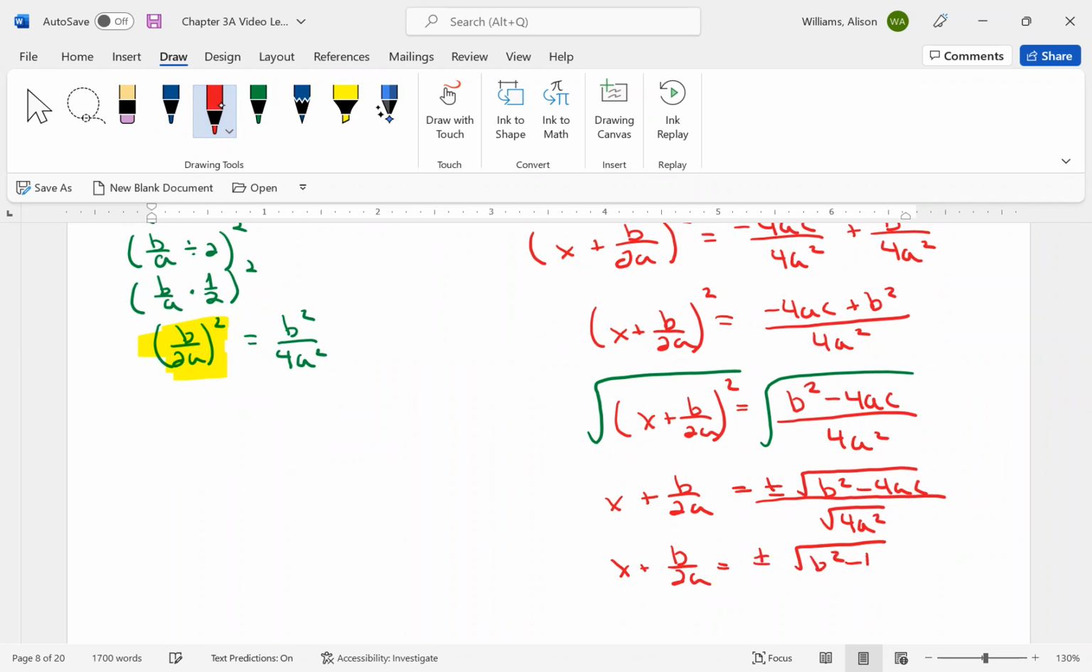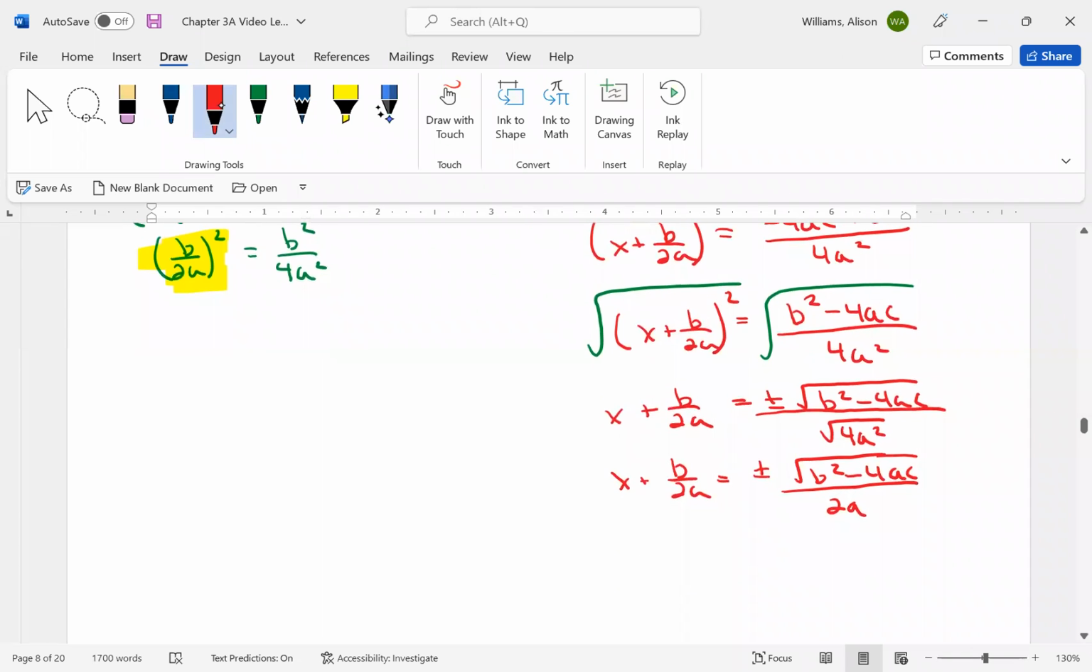So numerator stays. Denominator becomes 2a. And to isolate x, I'm going to bring that b minus 2a over to the other side. And here, I'm going to put it as a negative in front. And the reason is they have a common denominator. So I can actually combine these two together.